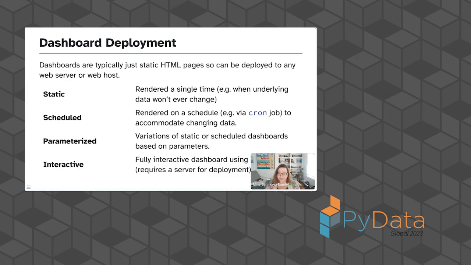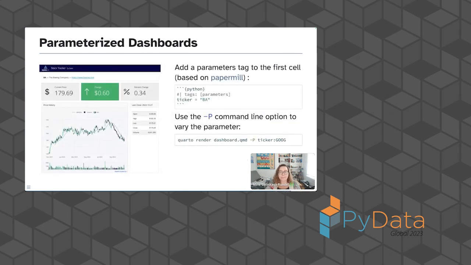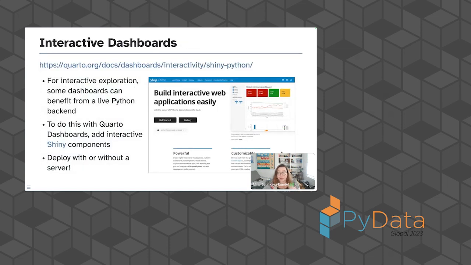And finally, interactive dashboards. To account for a little bit of time for questions, I won't go too far into the syntax for creating dashboards with interactive components, but here's one way we can do parameterization. We can define parameters in a code cell. And then as we're rendering our dashboard, we can say this is, for example, the value for the parameter that I want to assign. And for interactive dashboards, we can leverage Shiny.